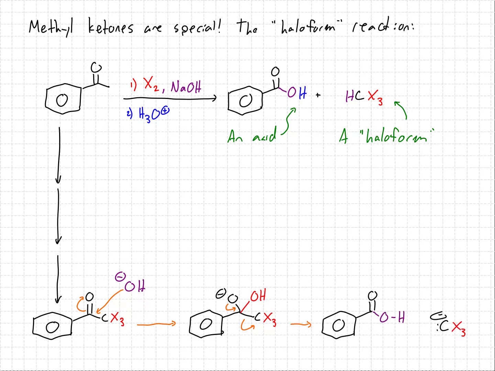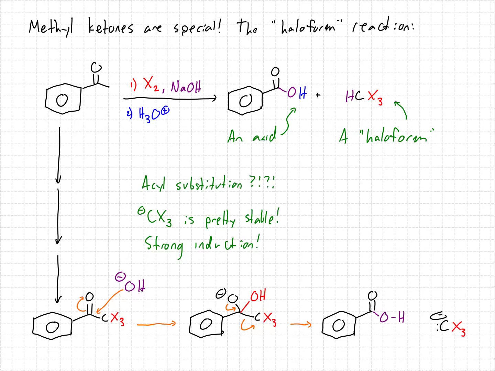Now I'm going to take a moment here because I can hear what you're thinking. You're thinking, is this really acyl substitution? We're kicking out a carbon as a leaving group? Well, we're not just kicking out any carbon as a leaving group. CX3- is actually pretty stable due to that strong inductive effect from the halogens. Also remember that in acyl substitution, the leaving group leaving is not the rate-limiting step, so having a bad leaving group is not a killer for this reaction like it would be for E2.